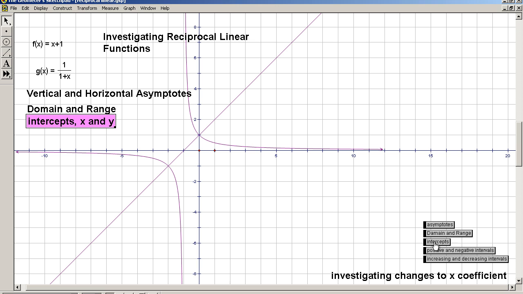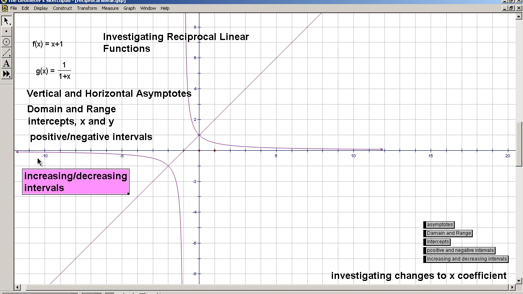Check out the intercepts, both the x and y intercepts. How does changing the a value change the x and y intercepts? How does it impact the positive and negative intervals? And so you'll notice this equation has a negative interval. In other words, it's below the x-axis when x is less than -1, and it's above the x-axis when x is greater than -1.